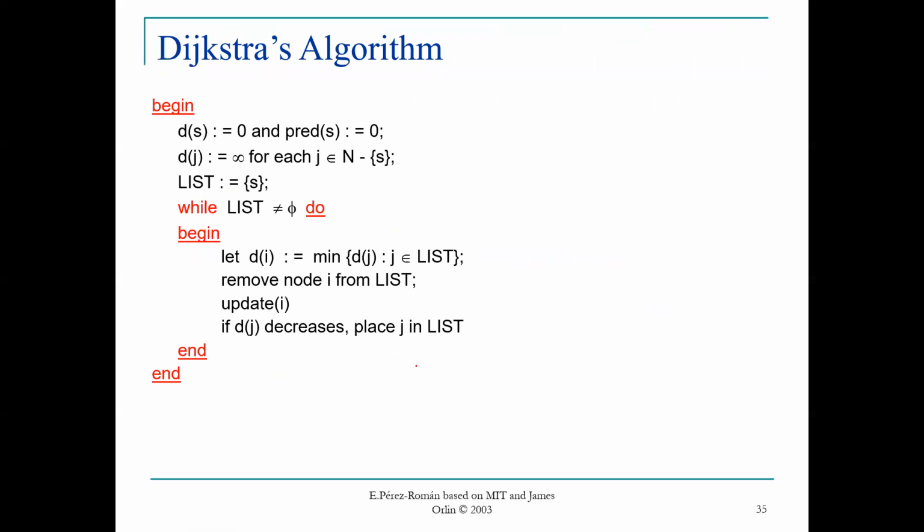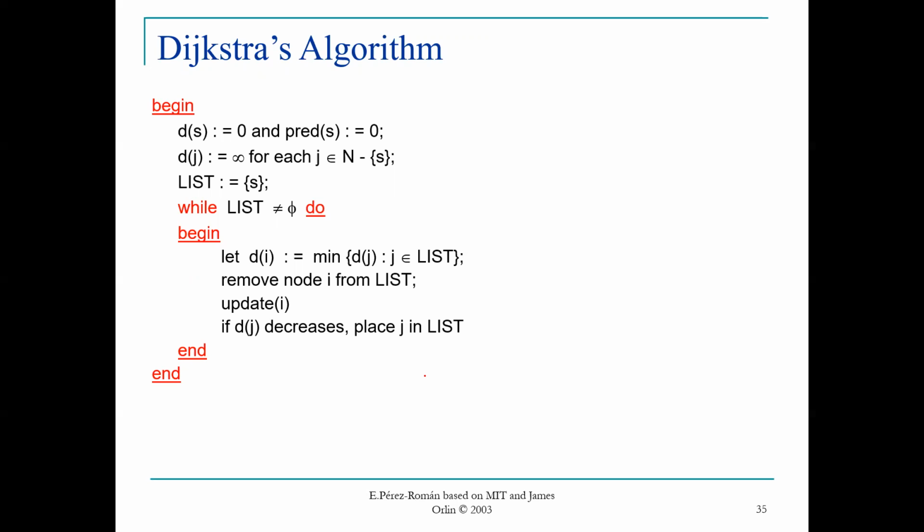So let's look at Dijkstra's algorithm. Again, this is the pseudocode. If you were to implement this in a computer, we have a set of distances and a set of predecessors. They're empty. We set the distance of j equal to infinity for each j in the set N. And we start with the list S, which is the source node. While the list is not empty, we proceed as follows.